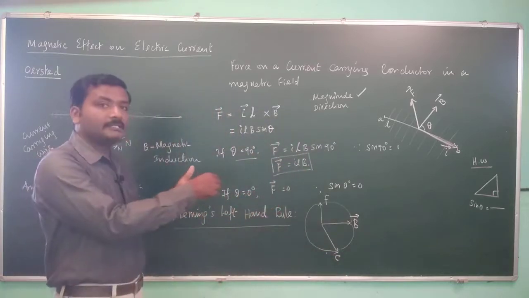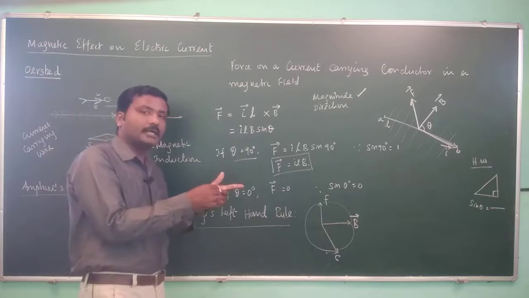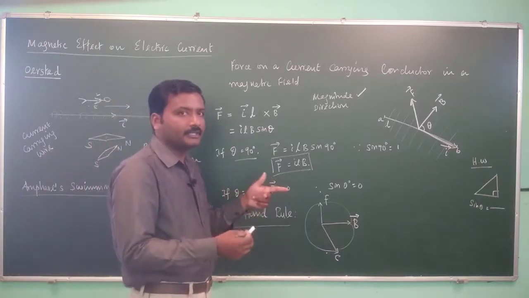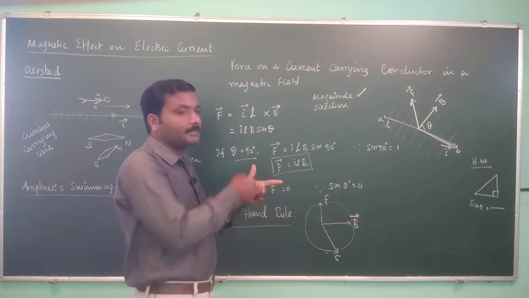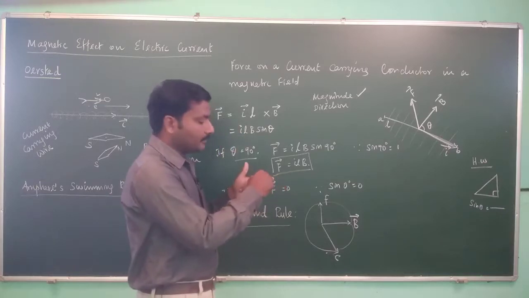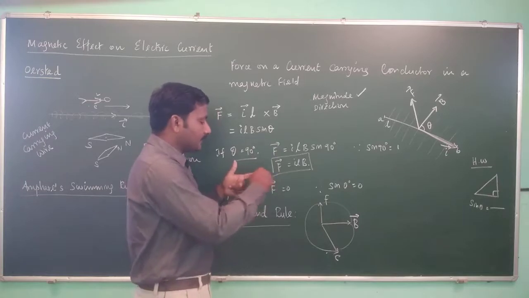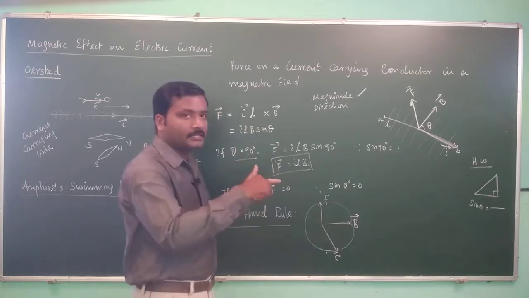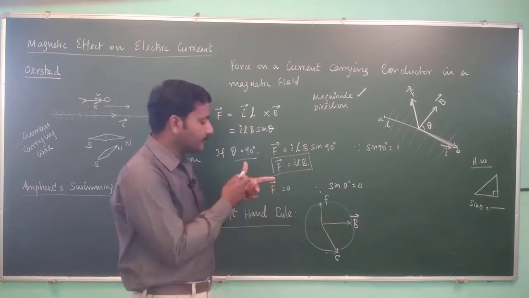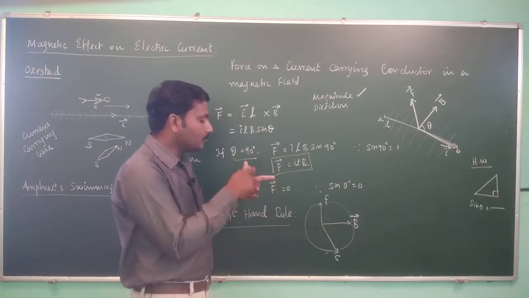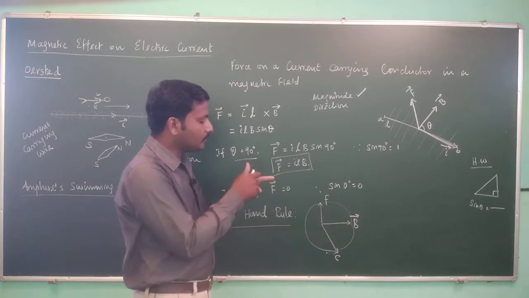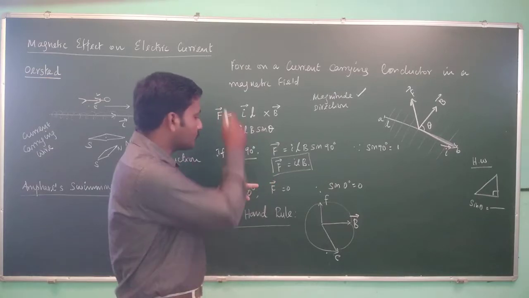So if this is magnetic induction and this is current, and both are lying perpendicular to each other, and this one represents the direction of the force. Here the magnetic induction is directed outwards, the current is also directed outwards, both perpendicular to each other. In that case, the force will be perpendicular to both of these. It is perpendicular to current, it is perpendicular to magnetic induction, and this is also directed outwards.